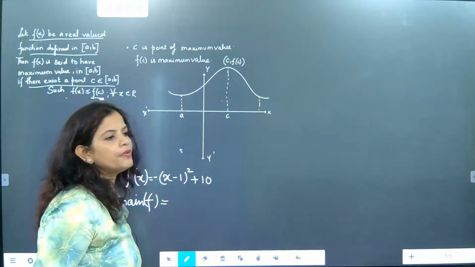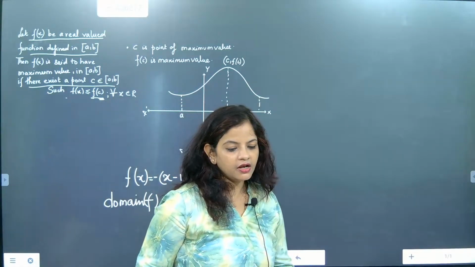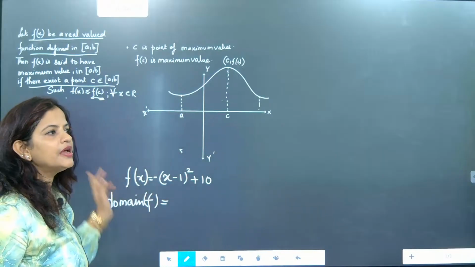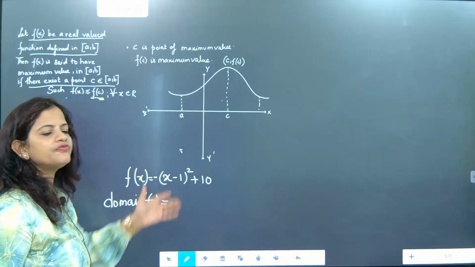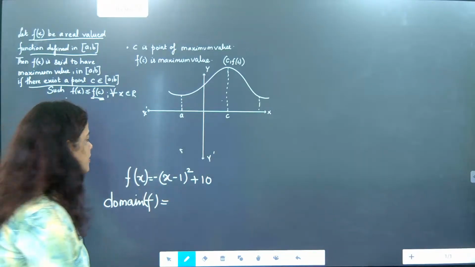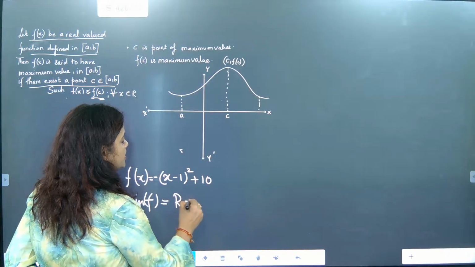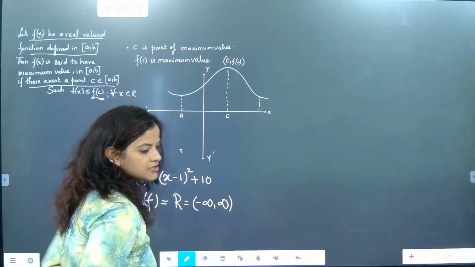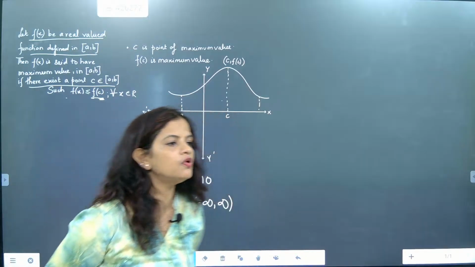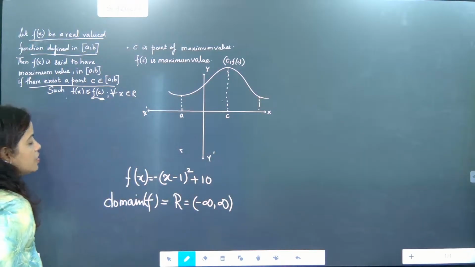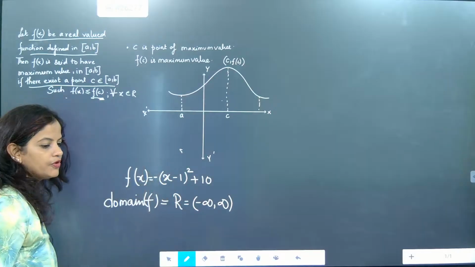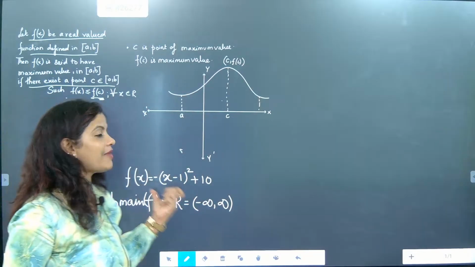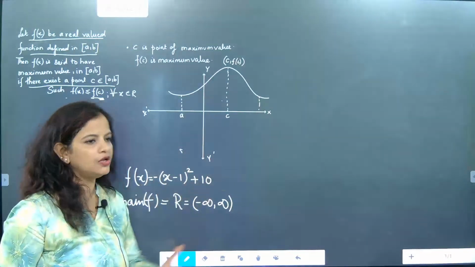What is the domain here? Real numbers, because we are describing a function, and the function is defined here for the set of real numbers. That means between minus infinity and plus infinity. Understood? So once the domain work is over, the next work is to find whether it is coming maximum or minimum and what value it is giving.